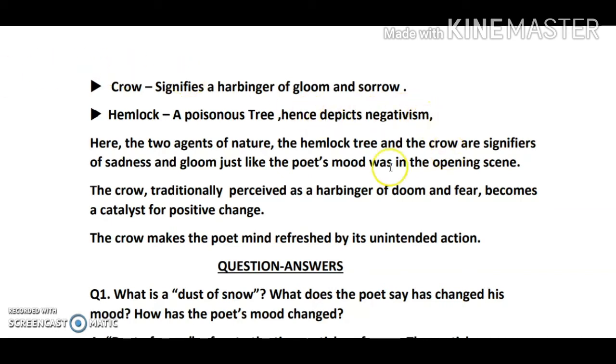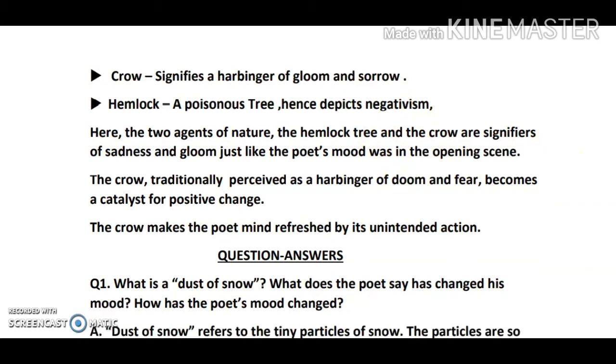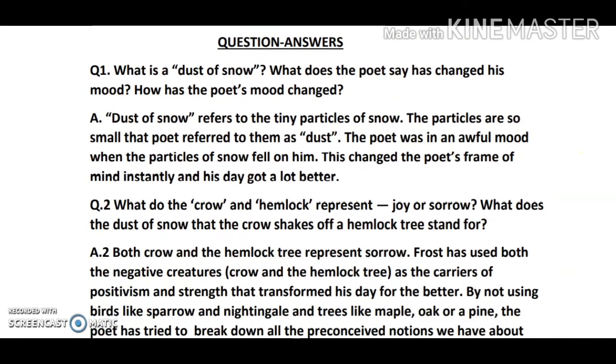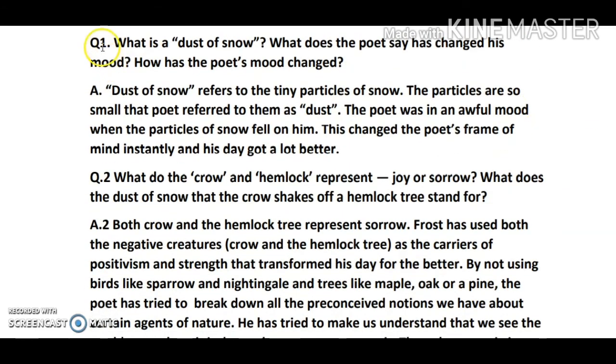Question and answers. Question number 1. What is the dust of snow? What does the poet say has changed his mood? How has the poet's mood changed?